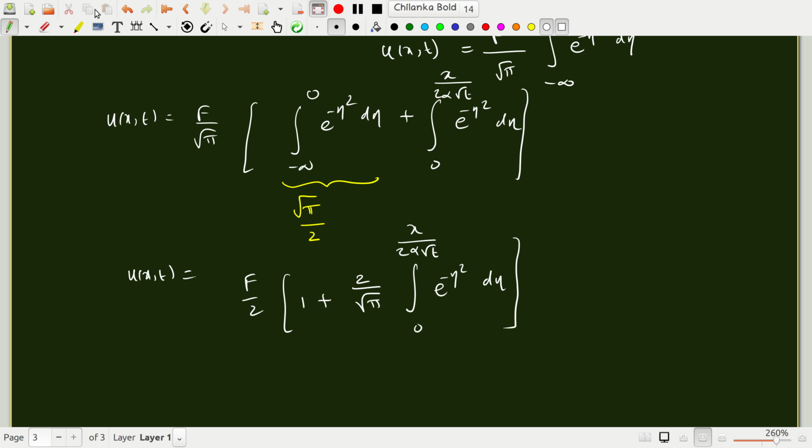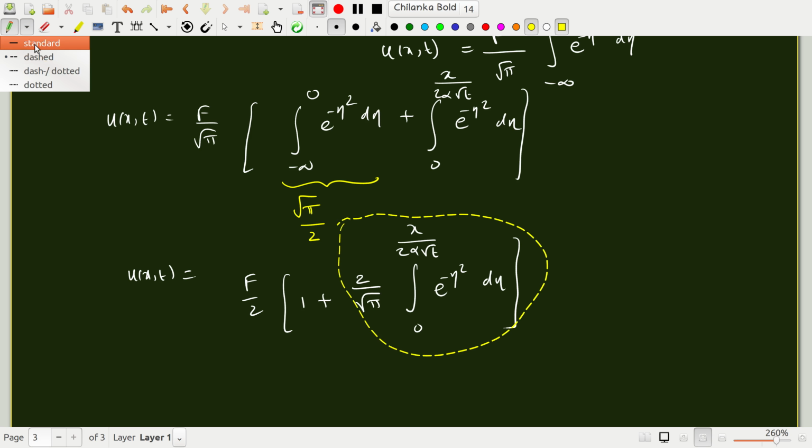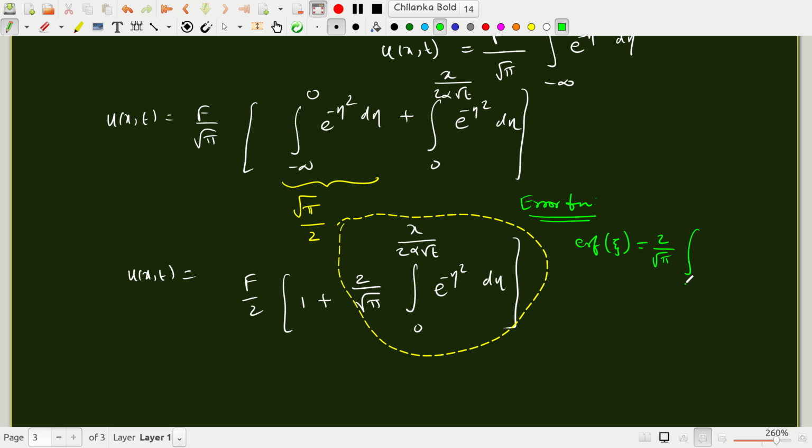Now this object out here is called the error function. The error function of any variable z is equal to 2 by root pi integral 0 to z e to the minus y squared dy. y is a dummy variable that's getting integrated over. So here it's the same format. Instead of z, you have this.